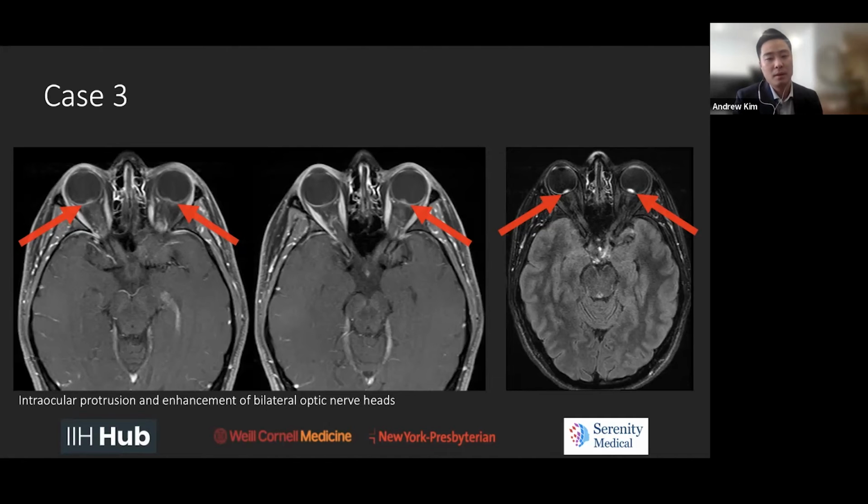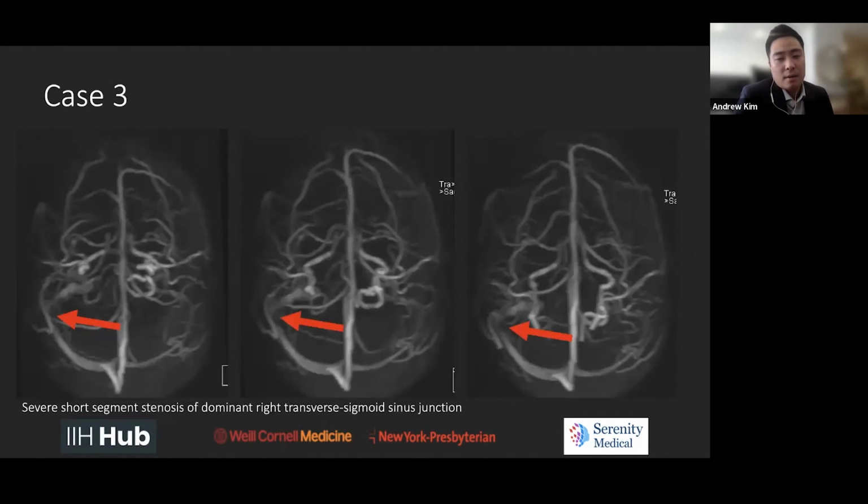This patient ended up getting MRV imaging. Here are 3 slightly different views of the same MRV imaging. And you can see that the patient has a dominant right transverse and sigmoid venous sinus, and that there is this severe focal stenosis of the junction right there. So you can see this nice robust flow. And then if you look at the middle and the right side image, it sort of gets some of the collateral vasculature out of the way, where you can see that it really tapers, it really narrows there.